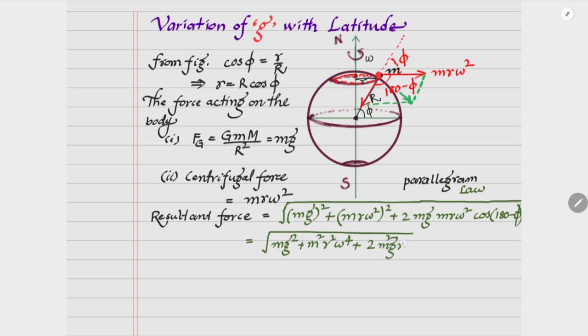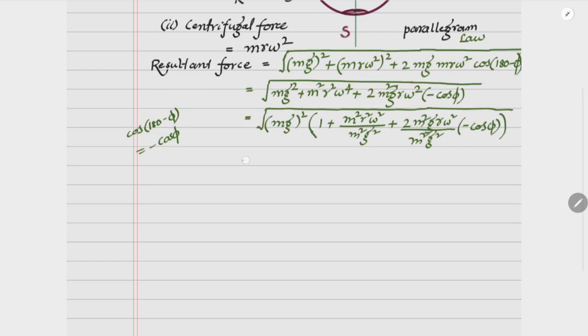The reason for the minus cos phi is that cos(180 minus phi) is in the second quadrant, so it is negative. So you can write minus cos phi. In the next step, you can take m square g square as a common factor, and take it out under the root. Then under the root, that is 1 plus m square r square omega to the power 4, not omega square.